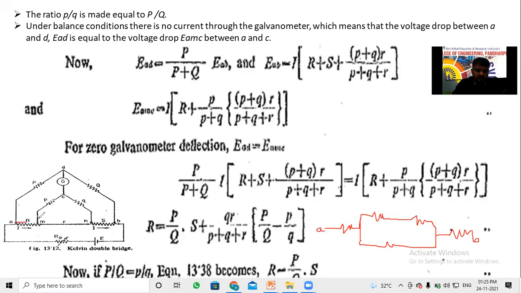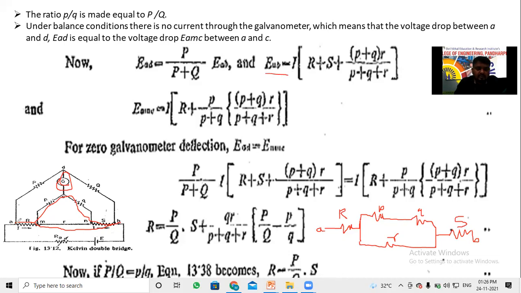Now one path goes here and another path goes like this. It looks like this only because in the galvanometer there is no current; we have called this the balanced condition. This is R, this is small p, this is small q, this is small r, and this is called S here. Is it clear? This is the equation I am telling now.